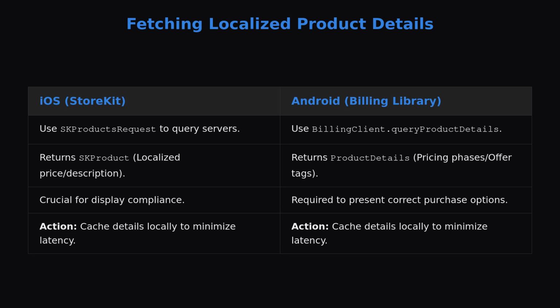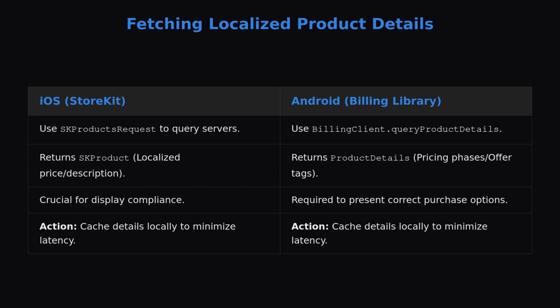Before displaying any purchase button, the client application must fetch current product metadata. On iOS, use the SKProductsRequest class to query Apple's servers using your defined set of product identifiers. The successful response returns SKProduct objects, which contain the necessary localized price strings and descriptions, ensuring display compliance with store rules. For Android, utilize the BillingClient queryProductDetails method to retrieve ProductDetails objects.